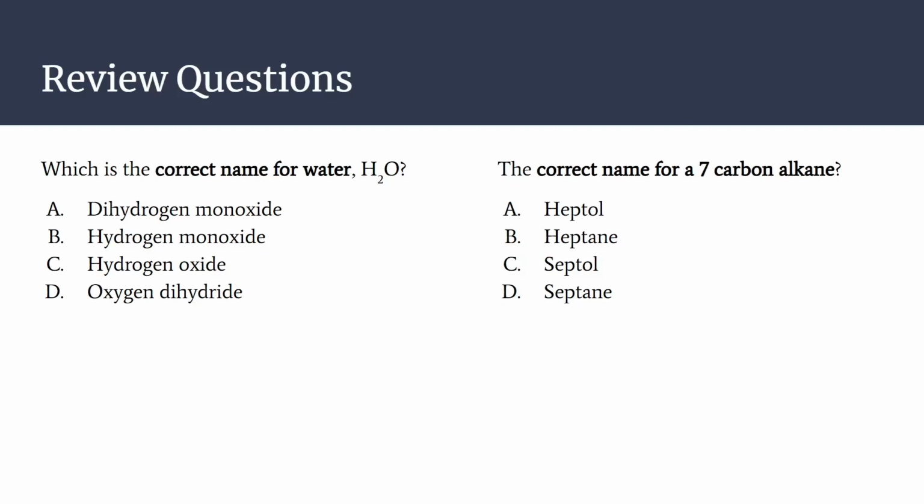Last one now. Which is the correct name for a 7-carbon alkane? Heptol, heptane, septol, or septane? The correct answer is B, heptane. I added in the Latin root for 7 instead of the Greek one.